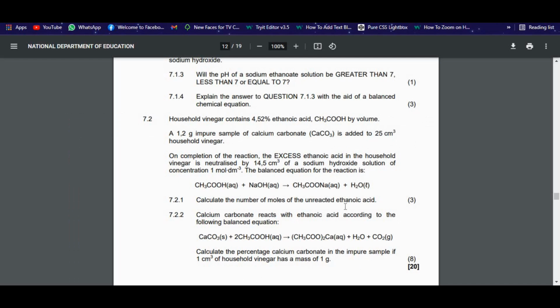As the question asked, calculate the percentage calcium carbonate in the impure sample. The impure sample had a mass of 1.2 grams. Calculate that if 1 cubic centimeter of household vinegar has a mass of 1 gram. So that's why we kept that answer in 25 cubic centimeters, because 1 cubic centimeter was equal to 1 gram. We had to pay attention to that and not convert to decimeters cubed.